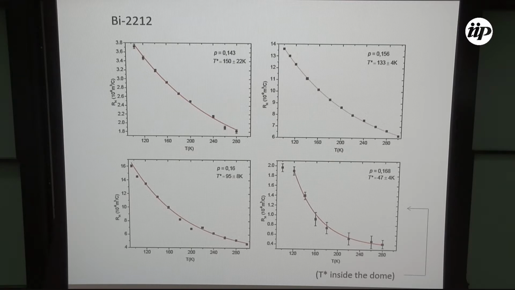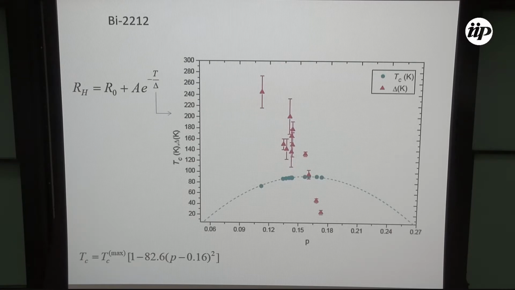Characteristic temperature T star smaller than the critical temperature, and here are the totality of the studied points. In this case, the dome was obtained by this formula. The TC is measured by resistivity and also for the Hall effect. Determine TC, and then using this formula, which is well known in the literature, the carrier concentration was determined.